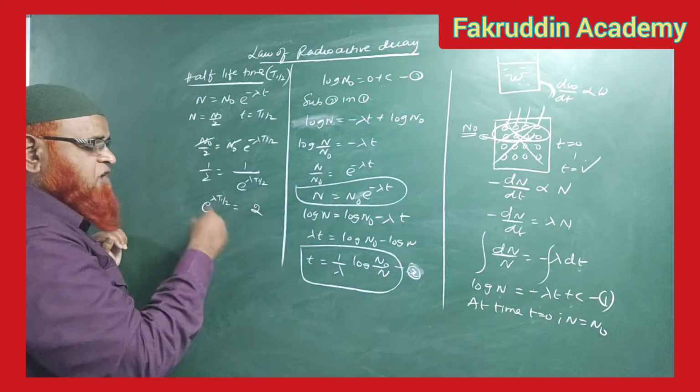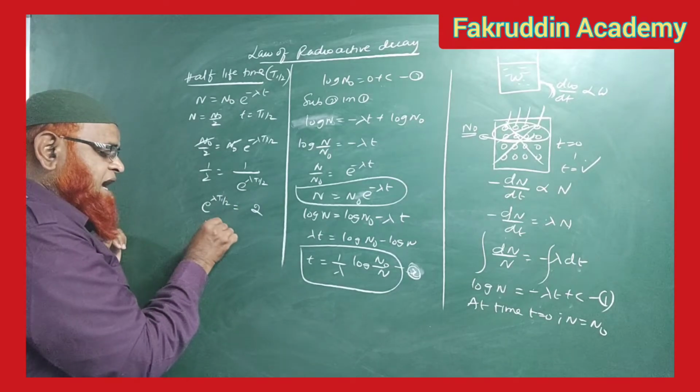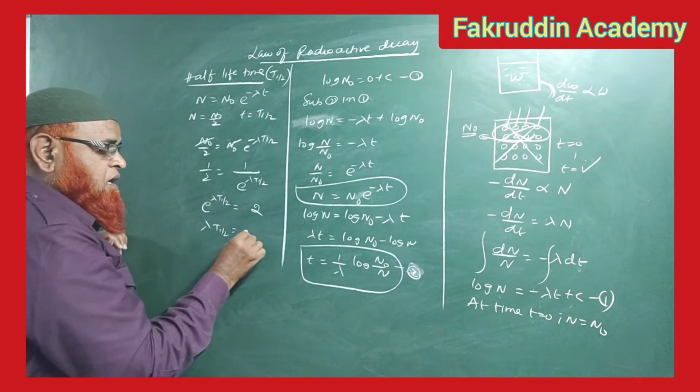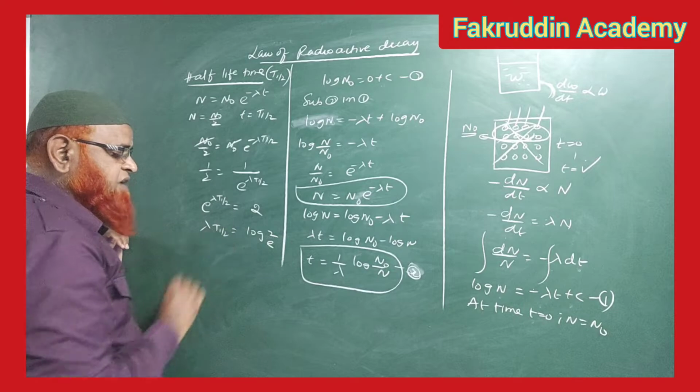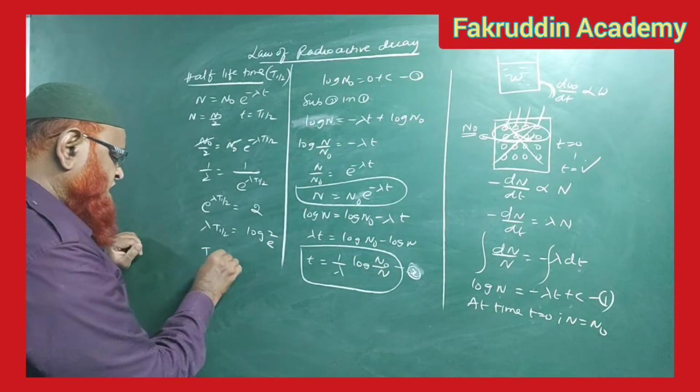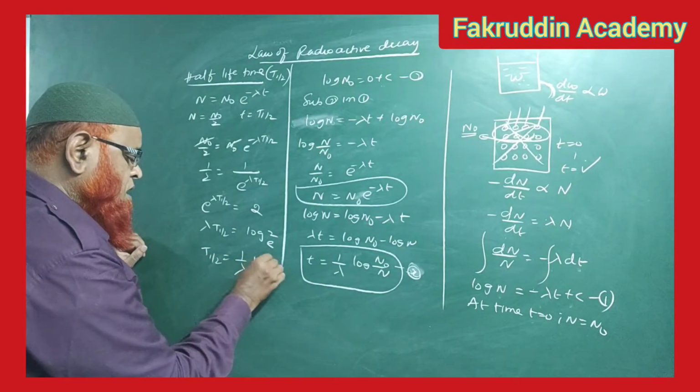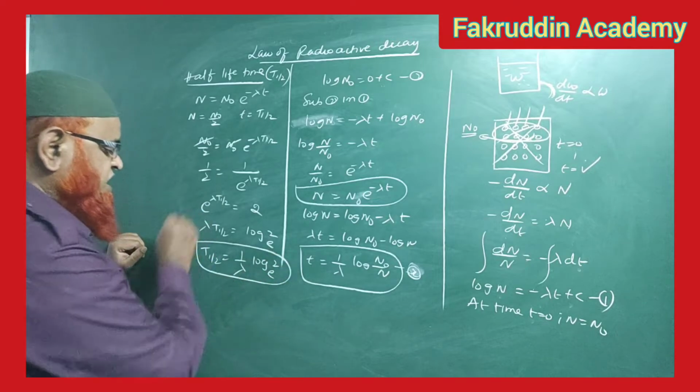This exponential form goes to the right side and becomes a log. Lambda t half is equal to log 2 to the base e. Therefore t half is equal to 1 by lambda log 2 base e. So we are getting the value of t half here.